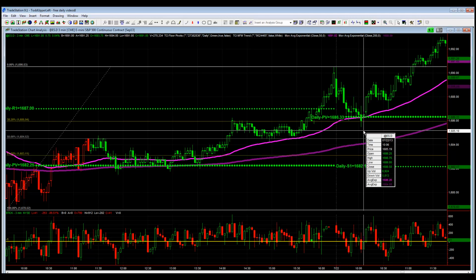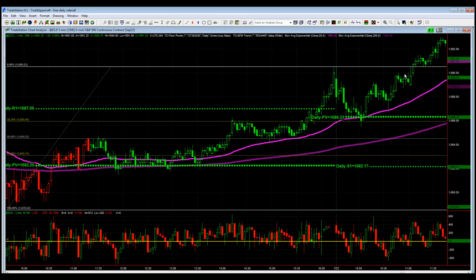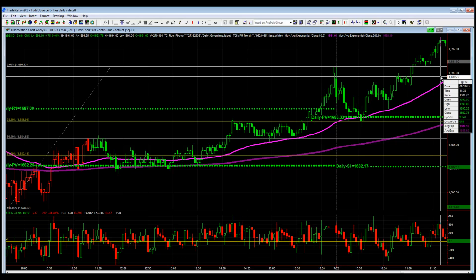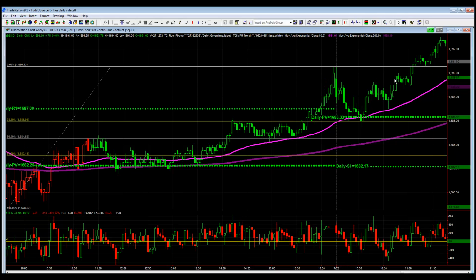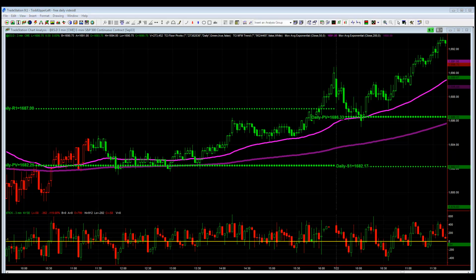Look at the market literally ran from 1687 to 93. You had a 6-point run pretty much straight up. Again, I just wanted to show that to you. I think it's a good trade that you can all look at. So again, you had 3 reasons behind that. Number 1, the bigger fib retracement acted as support. 38.2 is right down in here.